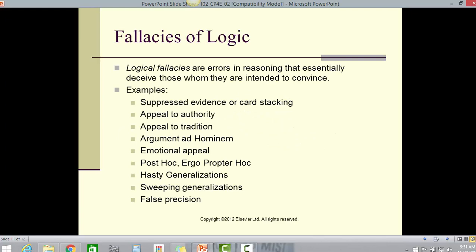Fallacies of logic. Logical fallacies are errors in reasoning that essentially deceive those whom they are intended to convince. Examples: suppressed evidence or card stacking, appeal to authority, appeal to tradition, argument ad hominem, emotional appeal, post hoc ergo propter hoc, hasty generalizations, sweeping generalizations, false precision.